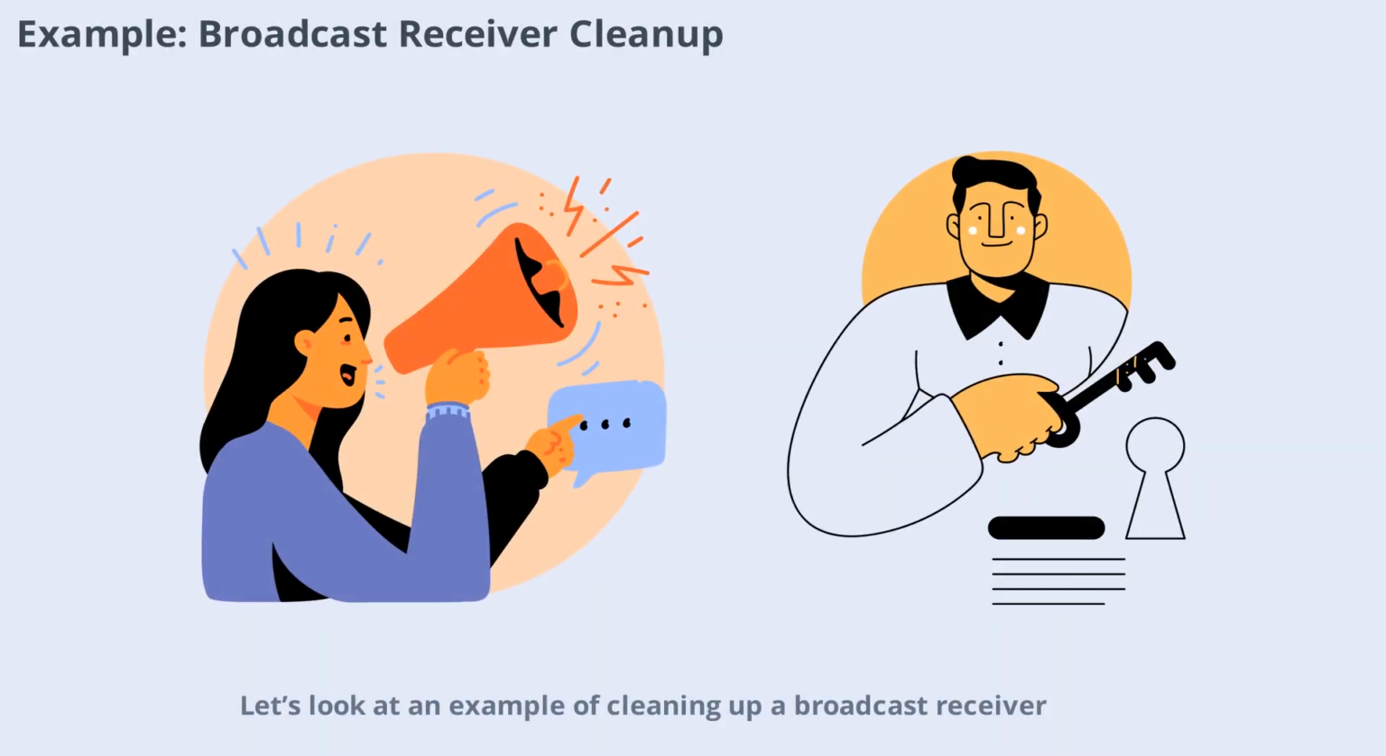Let's look at an example of cleaning up a broadcast receiver. Always unregister the receiver in onStop or onDestroy to prevent leaks. Register the receiver in onStart or onResume for best practices. This ensures the receiver doesn't hold onto the activity longer than necessary.